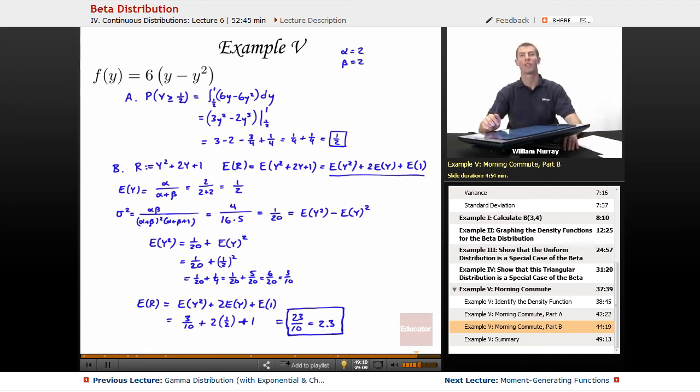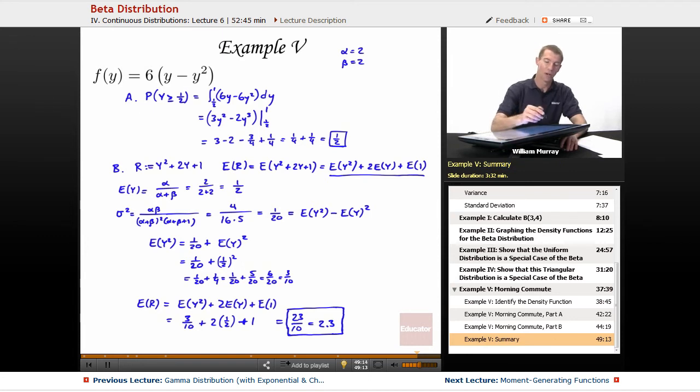So 2.3 is the expected value there. So that answers both things that we were looking for here in this problem. Let me remind you where everything came from. This f of y, this density function, is something we figured out on the previous slide. You can check back on the previous slide and you'll see all the steps calculating that.